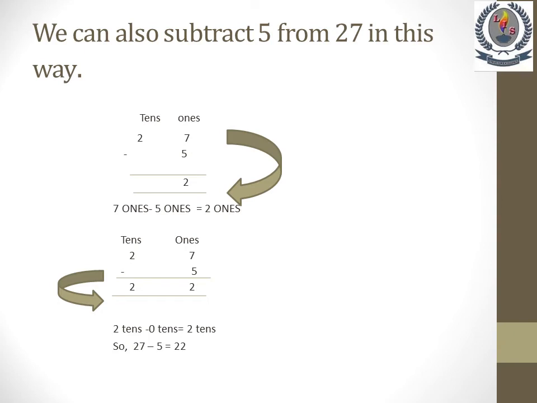We can also subtract 5 from 27 in this way. Just like we did for addition, we first subtract the ones, then the tens. There are 2 tens and 7 ones in 27, and there are 0 tens and 5 ones in 5. To subtract 5 from 27, in the first step we subtract 5 ones from 7 ones.